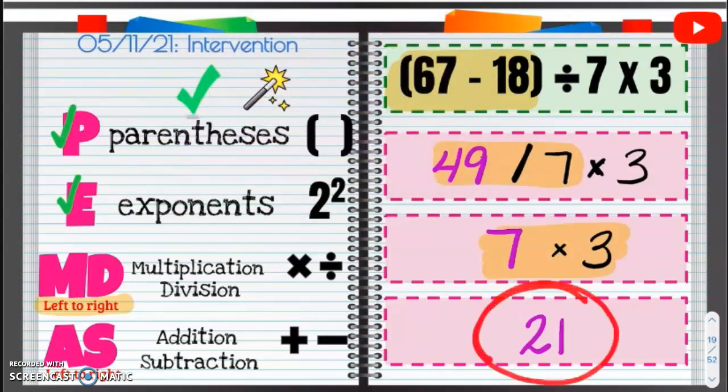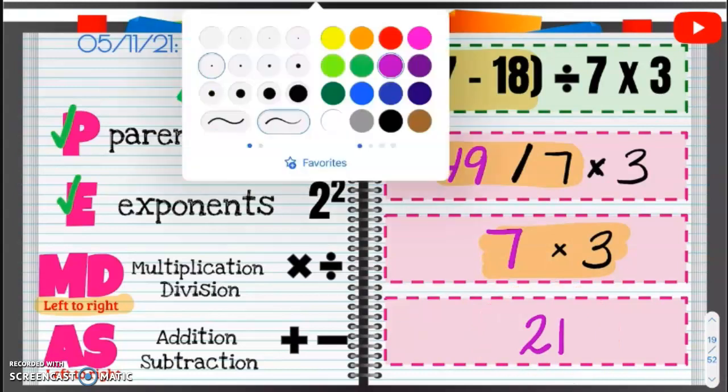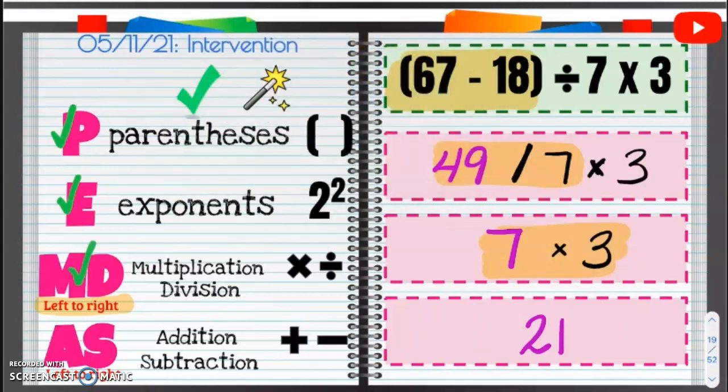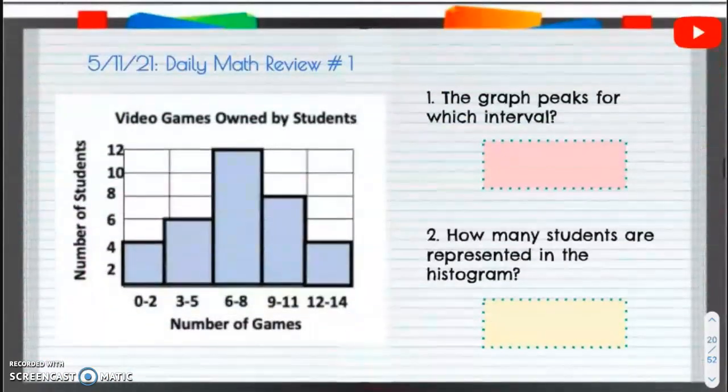And that's going to be it for our answer there. We are done with our multiplication and division. We don't have any addition and subtraction. So there's our answer, 21. All right, so now that we have that one done, let's go ahead to our daily math review.